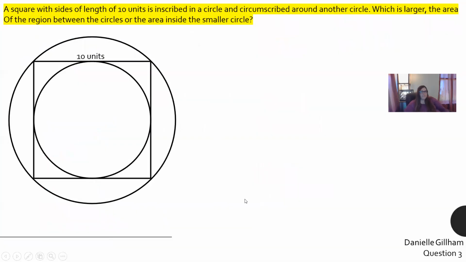So we have a square with sides of lengths of 10 units. Each side is 10 units. And it's inscribed in a circle and circumscribed around another circle. Which is larger, the area of the region between the circles or the area inside the smaller circle? So how we're going to do that is we're going to find the area of the small circle.